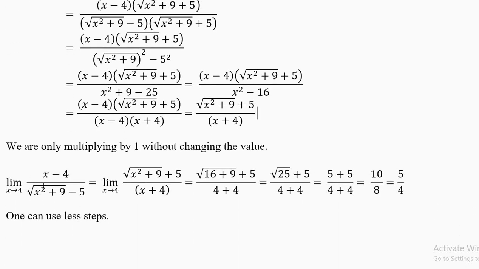Now take the limit. This expression you copy here. You are just changing this expression to this, not the value. Now put x equal to 4. You will get 10 by 8 equal to 5 by 4. Some people can get this in fewer steps. Some people need this many steps. I have written all the steps which are needed.